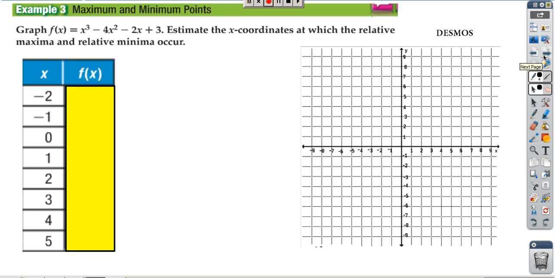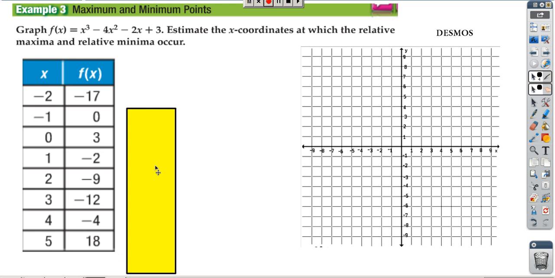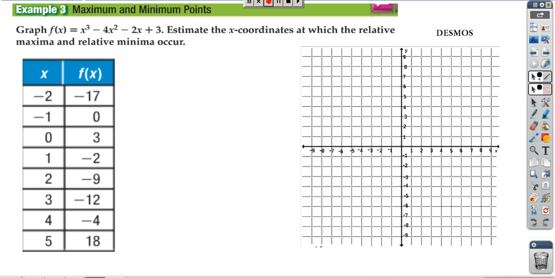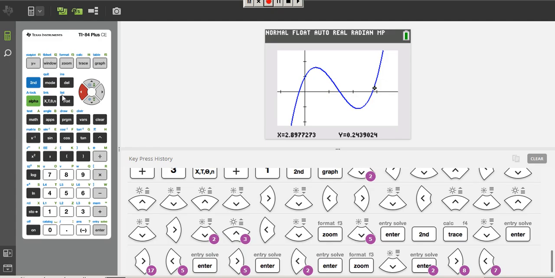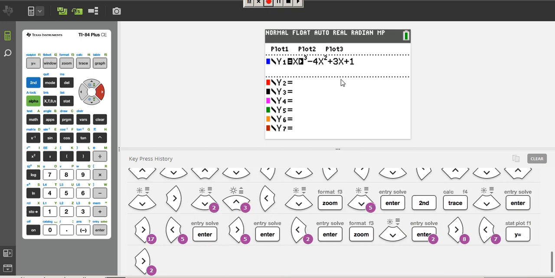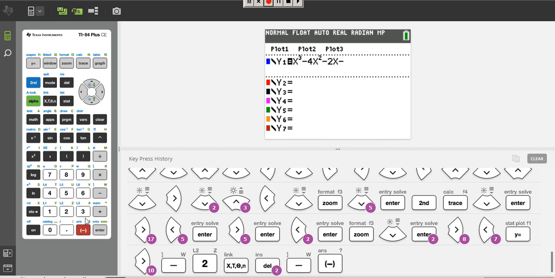Okay, so let's graph this right here. Just to save us some time, when you fill in the table like we were doing before, you get those points right here. So these would be easiest to graph on a calculator. So let's graph that: x cubed minus 4x squared minus 2x plus 3. We already have most of this in here, so this should be a minus 2x. Delete this, and then minus 3.